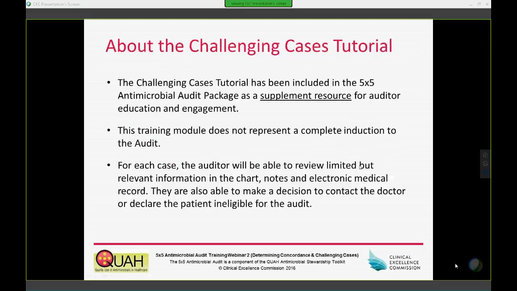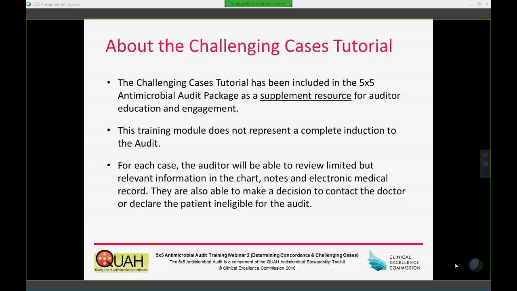So a few points to consider about the challenging cases tutorial. It has been included in the 5x5 Antimicrobial Audit package as a supplement resource to support auditor education and engagement. It does not represent a complete induction to the audit. So you can't just make any auditors use the tutorial and then consider them trained and ready to go without further education and support.